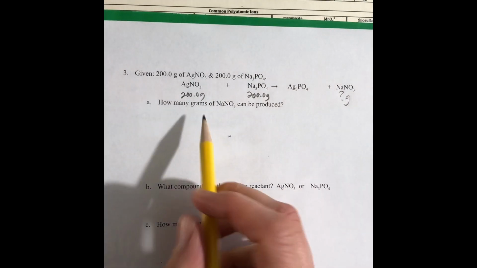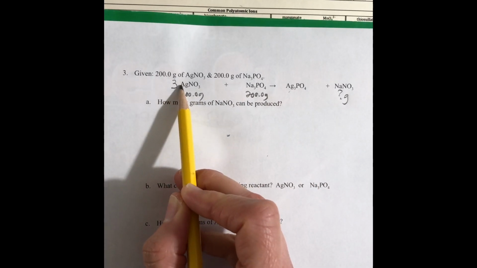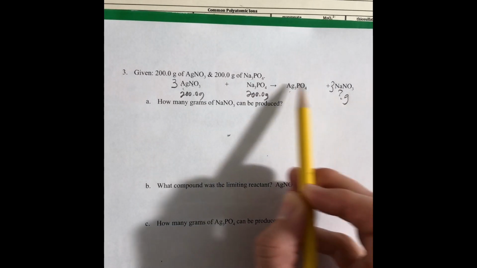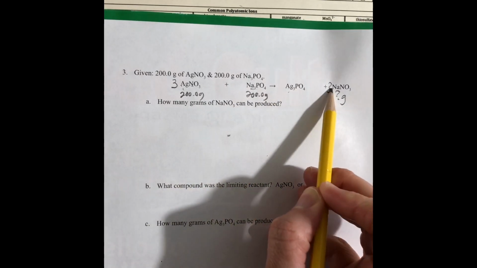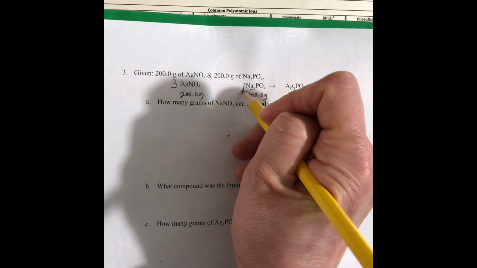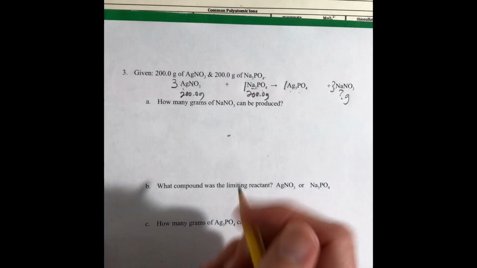First of all, I have to balance the reaction. 1 Ag, 3 Ags, so I'm going to put a 3 there. Now I have 3 Ags. I have 3 NO3s, so I need 3 NO3s over there. I have 3 Nas, 1 PO4, 1 PO4. It's balanced. So that's a 1 and that's a 1. So how many grams of NaNO3 can be produced?